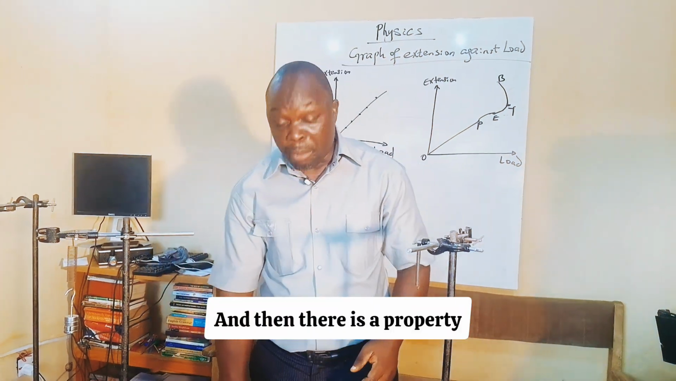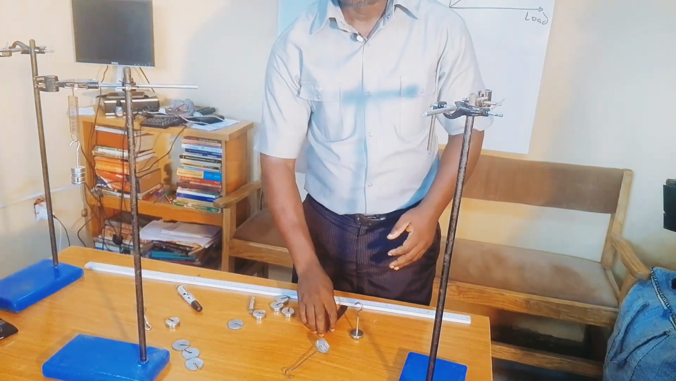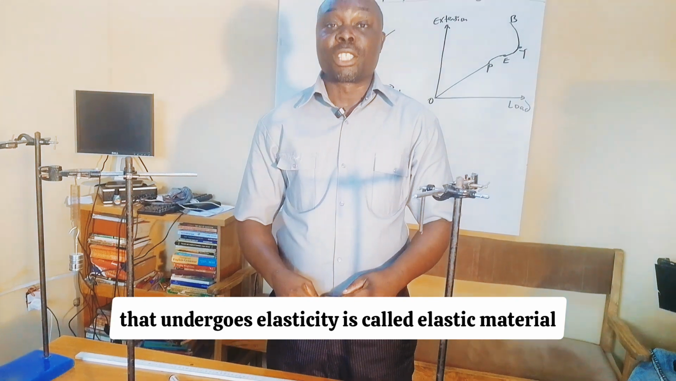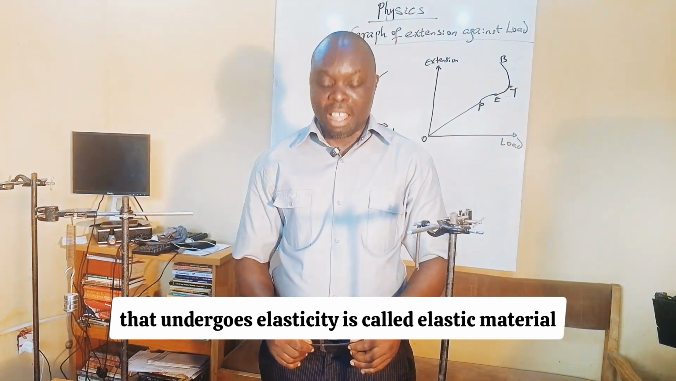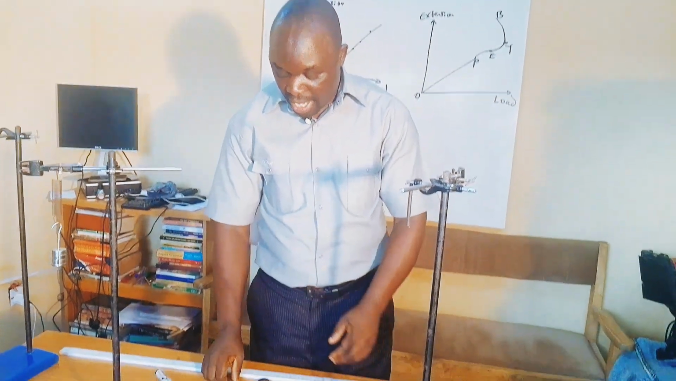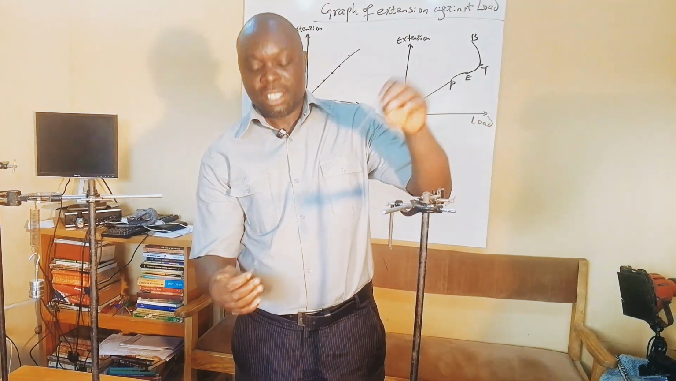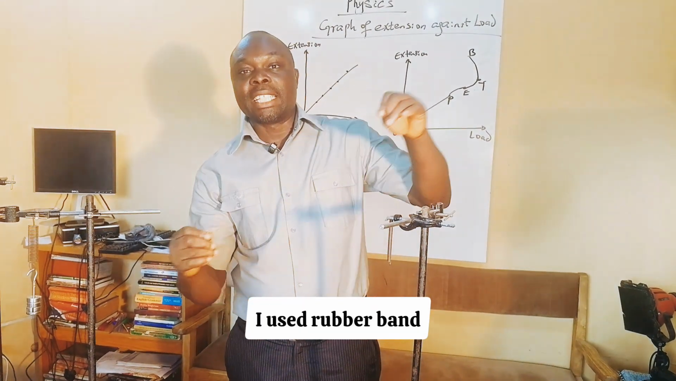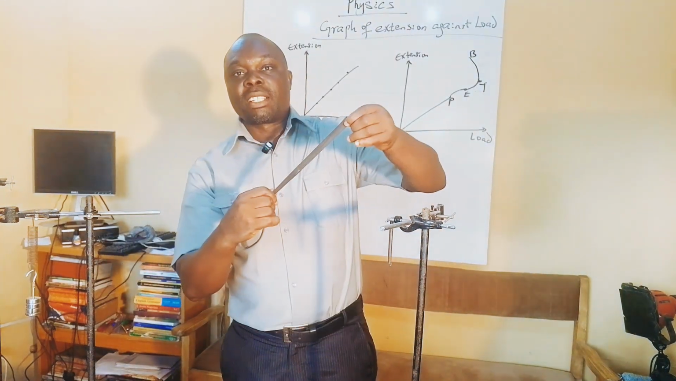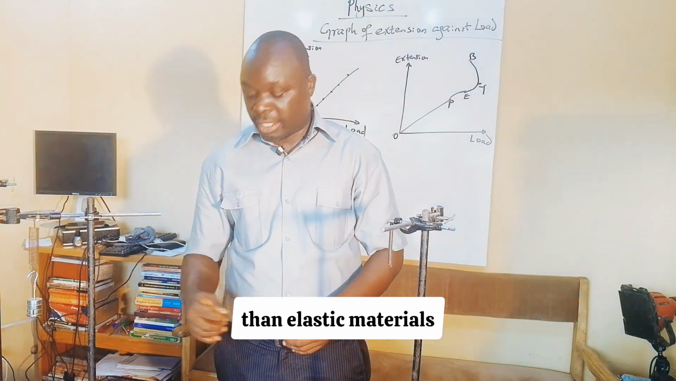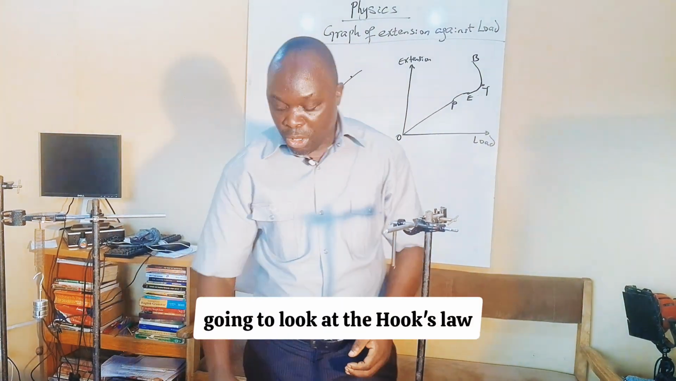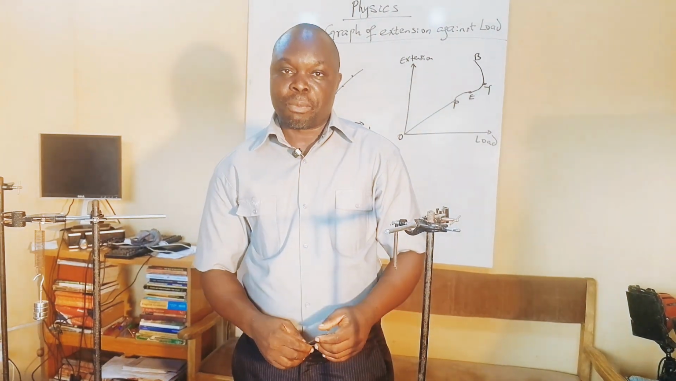And then there's a property. The material that undergoes elasticity is called an elastic material. I gave examples: I used a spiral spring, I used a rubber band, and I used rubber, the elastic materials. Now, we are going to look at Hooke's law.